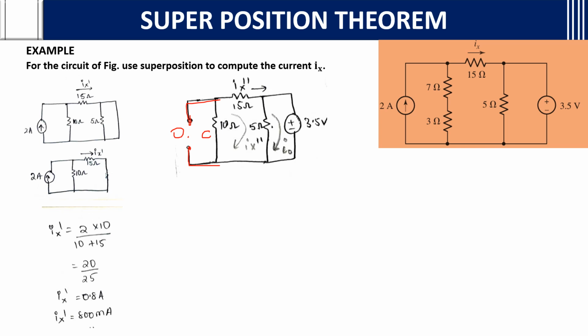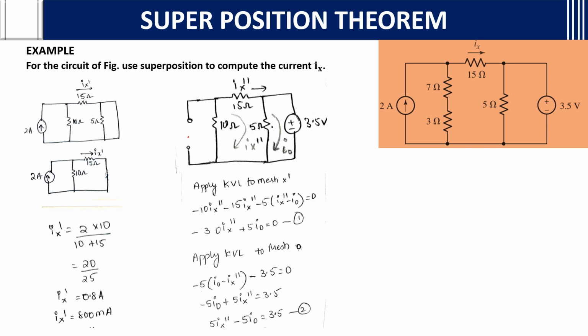You take this current as Ix double dash. You consider the clockwise direction Ix dash in mesh 1, and in mesh 2 you take either I0 or I1, as you wish. I have taken I0 here. Why? Because we want Ix double dash. Applying KVL to mesh 1, what will you get?